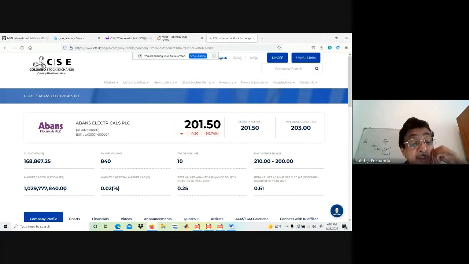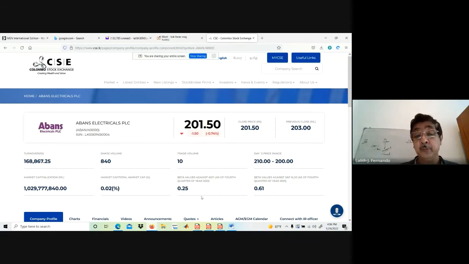Now, what is the meaning of market capitalization? Market capitalization is the number of shares multiplied by the share price. Then you get the market capitalization. And here you get market capitalization as a percentage of total market capitalization. What do you mean by total market capitalization? Now, there are about 237 or so companies altogether, and all the companies' market capitalization is taken together and added up. When you add it up, you get the total market capitalization. So here the 0.02 is the market capitalization of Advanced Electricals in relation to the total market capitalization. So that is the figure given here.